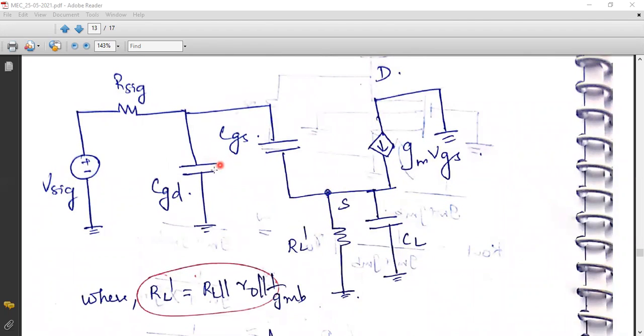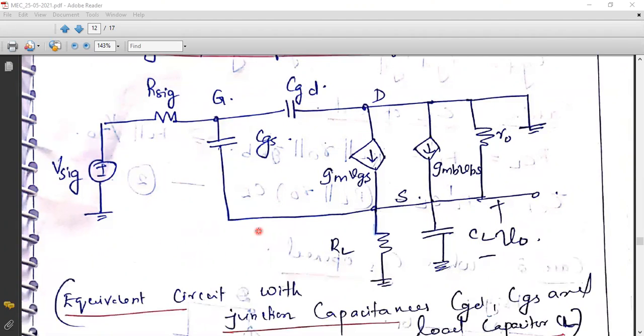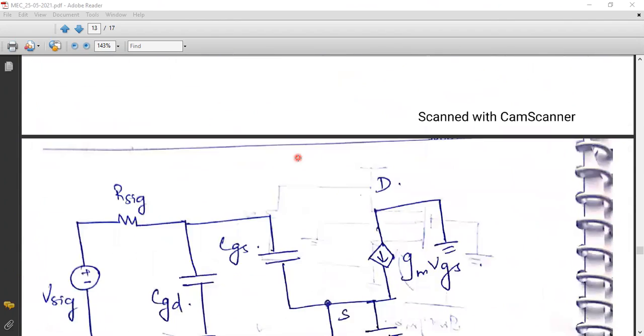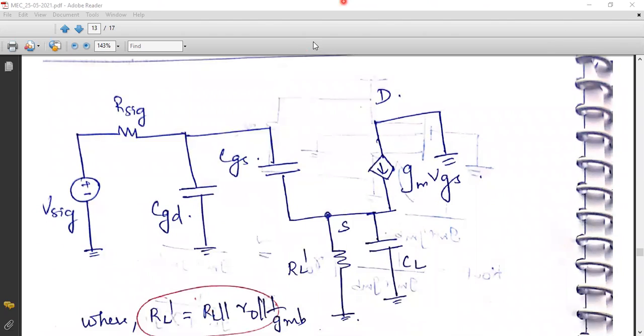One more thing I have done: I had connected the CGD between gate and drain, but already I know that the drain is at ground, right? So I have disconnected CGD from there and connected it in this way, because it is more or less the same, since the drain is at ground. For better analysis, I have redrawn it such that the capacitance has one end at the gate and the other end at ground. This is your gate.